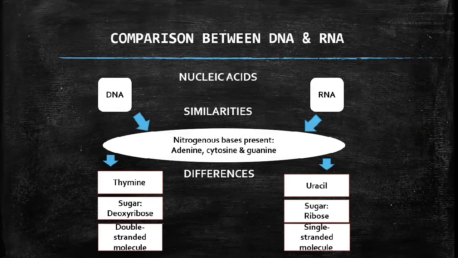They are similar because they have the same three nitrogenous bases, but DNA has thymine and RNA does not, and uracil is the one that is present in RNA. What I meant is that in the place of thymine in DNA, in RNA we find uracil. The sugar in DNA, or deoxyribonucleic acid, is deoxyribose sugar. But in the other one, RNA, we find ribose. DNA, a double-stranded molecule. RNA, a single-stranded molecule.